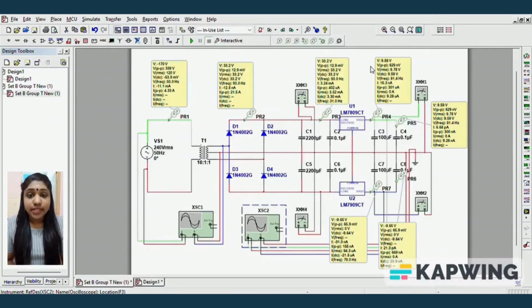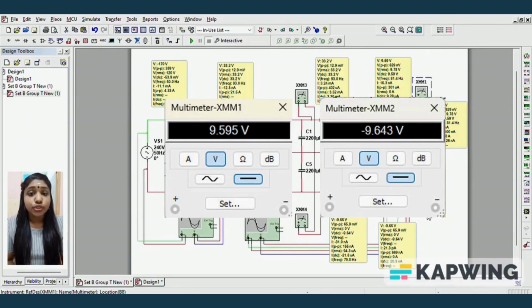As for the multimeter's reading, the first two multimeter readings show that the output voltage at the ground is 9.595 volts for the positive output and negative 9.643 volts for the negative output. This means the functionality of the completed power supply circuit has been validated by using Multisim simulation software.